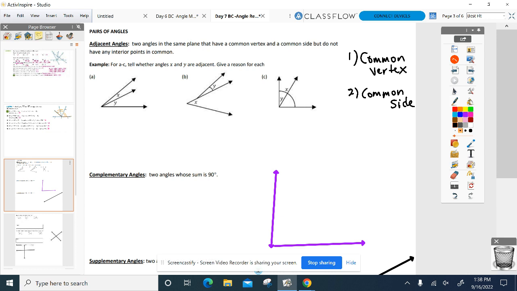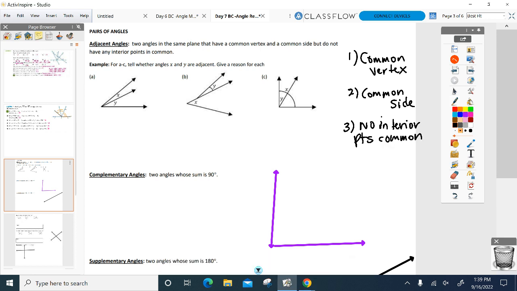And third thing, and I'll explain this as we go through our three examples up here of yes or no, it has to have no interior points in common. I'll tell you what that means here in a sec as we're doing this. So those are the three things it has to have for two angles to be adjacent. All right, this isn't a multiple choice question. This is yes or no, are they adjacent or not? So let's look at A right now.